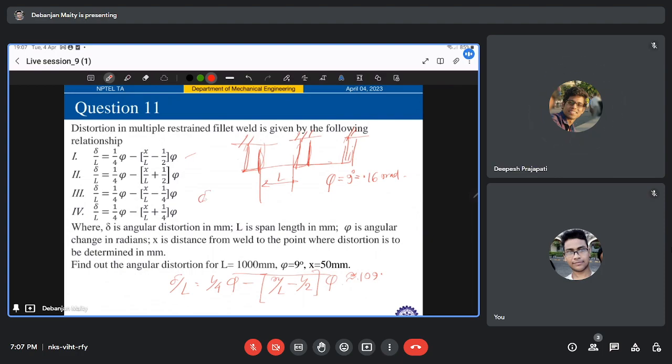So your delta by L will be 0.16 by 4, minus 50 by 1000, which is 1 by 20, minus half, that into 0.16, right? Correct, no? So you are having this 0.04 minus 0.05 minus.